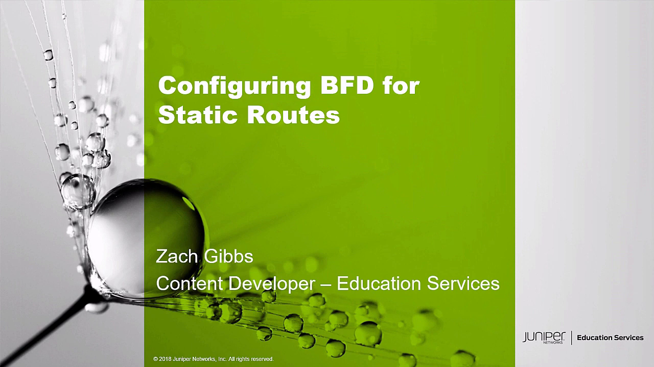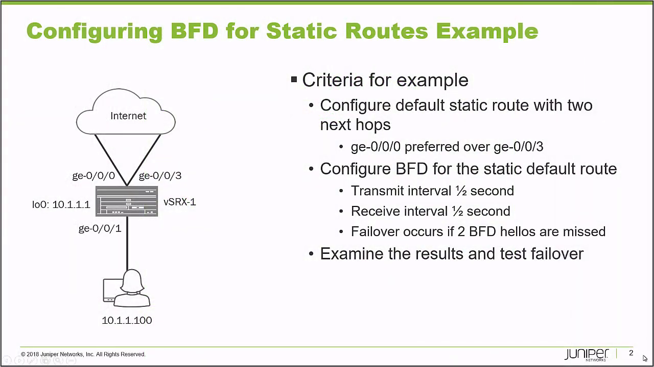And today we will be discussing the Configuring BFD for Static Routes Learning Byte. All right, so let's jump right to the example. In this example, we have a user that connects into VSRX1, and then VSRX1 connects to the internet using two different interfaces. What we want to do is configure the first interface, ge-0/0/0, to be the primary interface, and ge-0/0/3 to be the backup interface. And we want to do this with static routing. So if ge-0/0/0 fails, we want the traffic to fail over to ge-0/0/3. And we can do that using BFD.